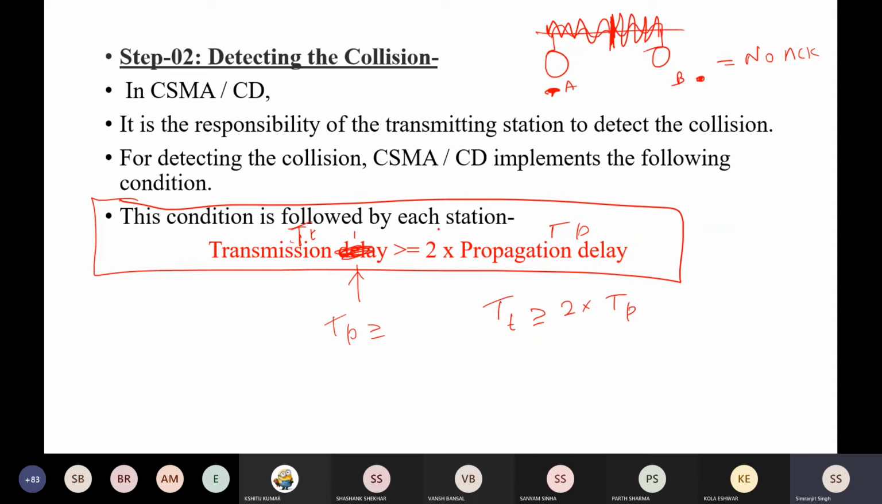Now you will be wondering how this particular equation is relevant. I'll take a simple example to show you the simple method behind it. Suppose this is station A and this is station D. Suppose both stations are sending data at the same time. So this is the packet, and this is the packet here.